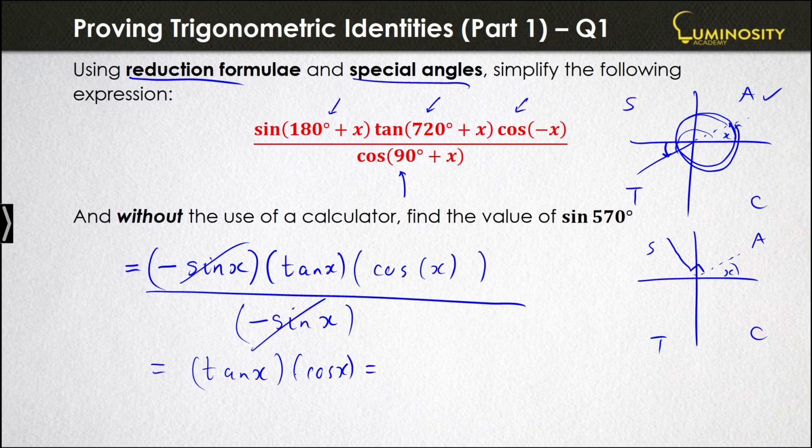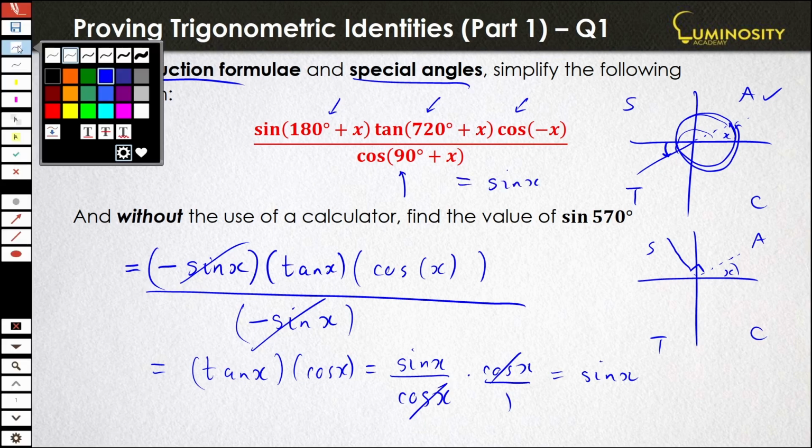Now by the quotient identity, tan x is sine x over cos x, times cos x, which is just cos x over 1. So those cos x will divide into each other, and you're left with sine x divided by 1, which is just sine x. So this whole thing nicely reduces to just sine of x for its relevant defined degrees.